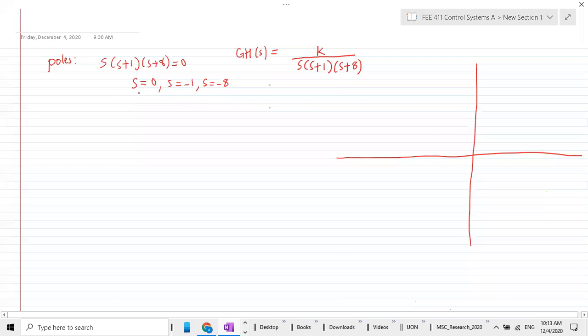So from here, I can say I have one pole at 0, one pole at minus 1, another pole at minus 8. Then I indicate the number of poles. So I have 1 pole, 2 poles, 3rd pole.